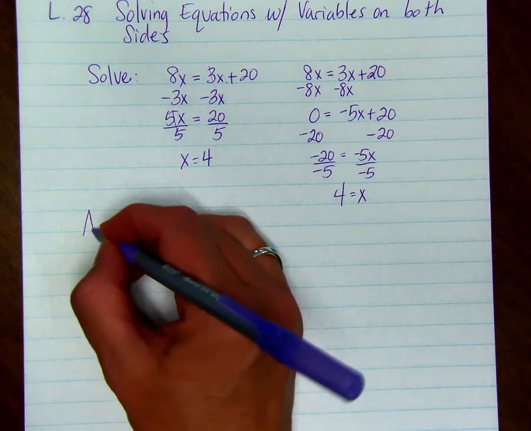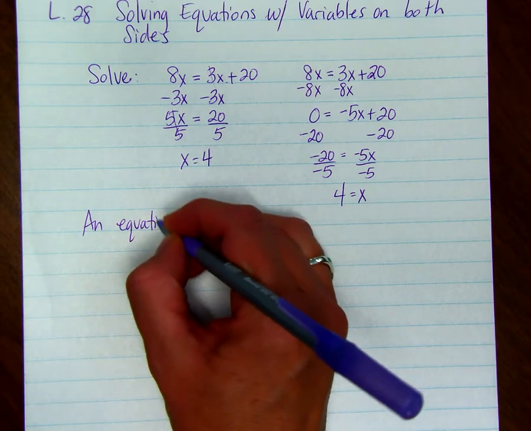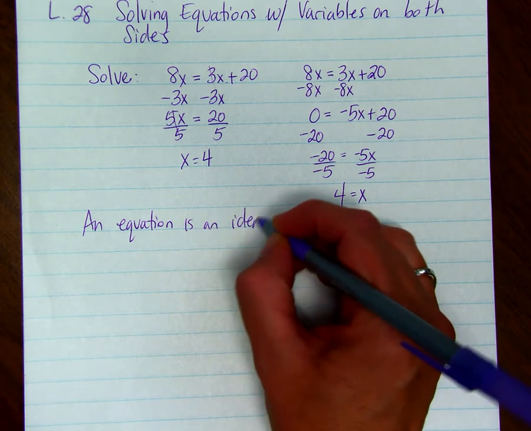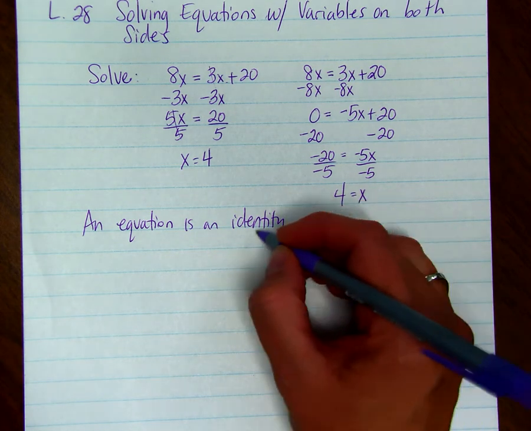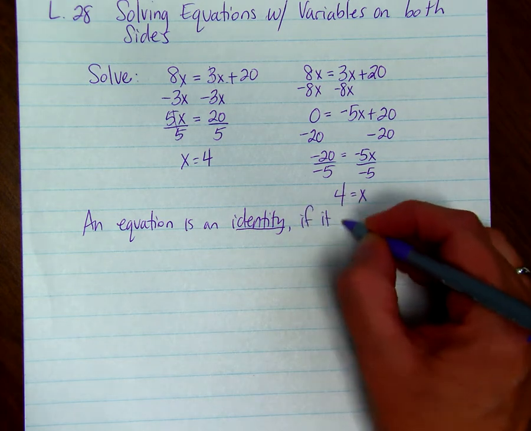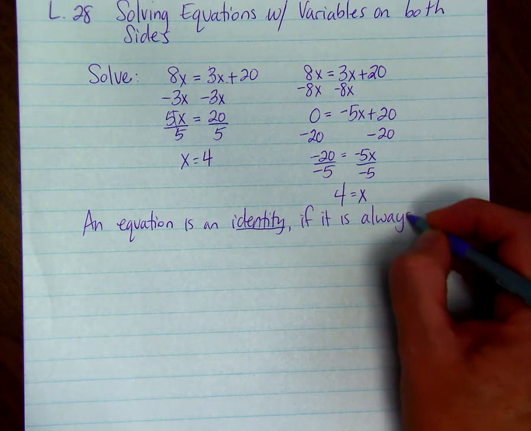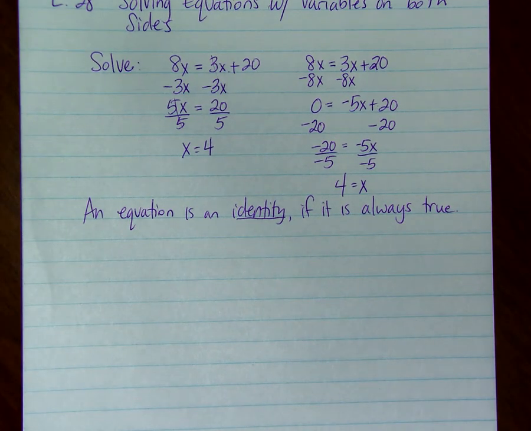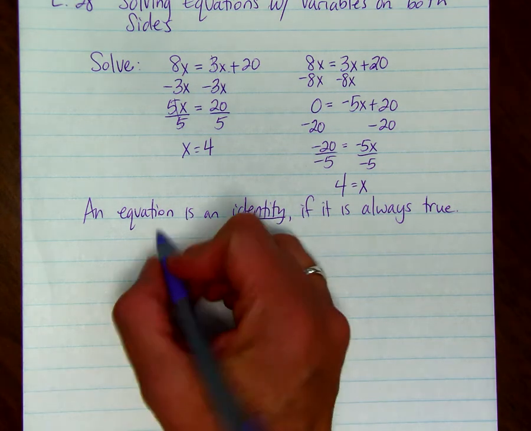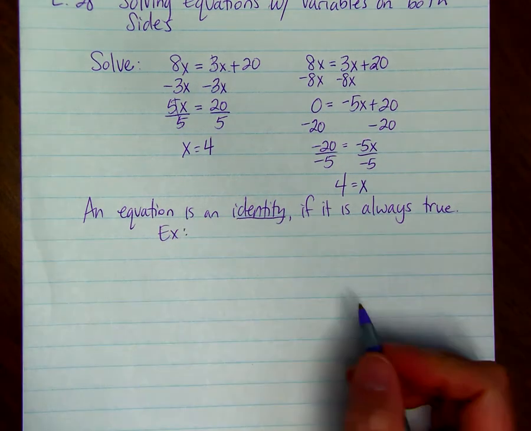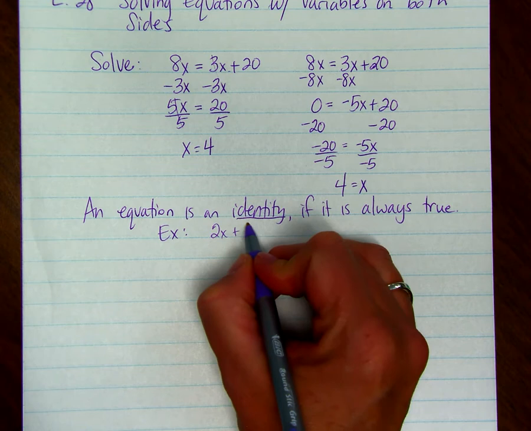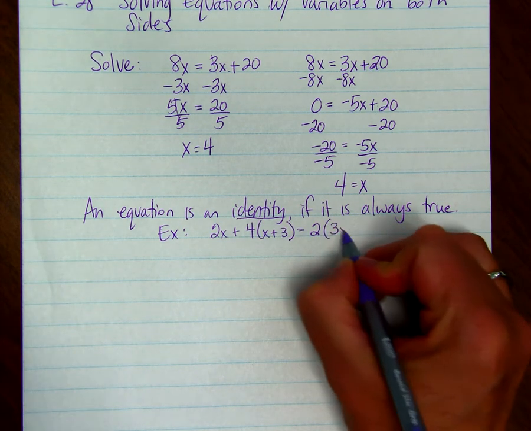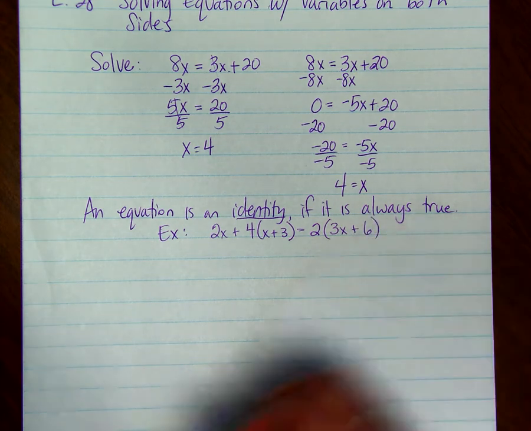Now, an equation is called an identity if it is always true. So if I were to say 3 equals 3, that's an identity because 3 will always equal 3. So here's an example. 2x plus 4 times (x plus 3) equals 2 times (3x plus 6).